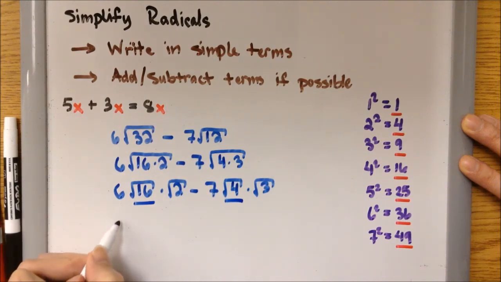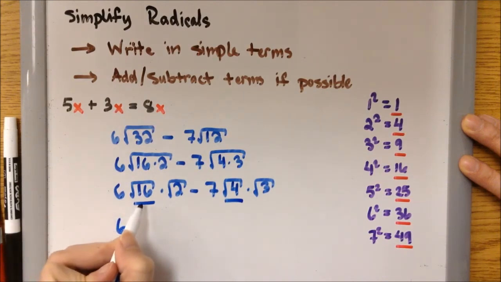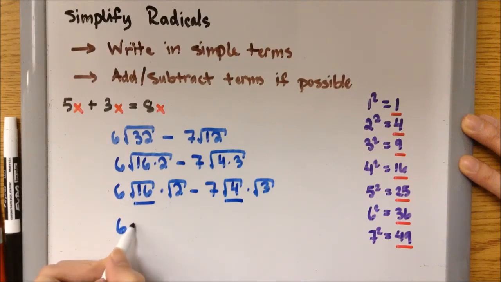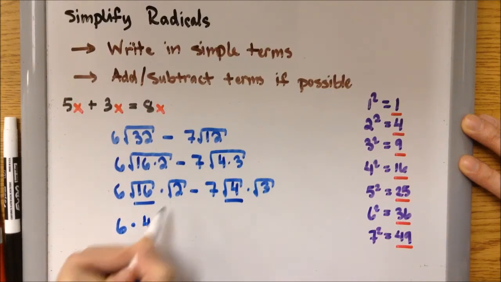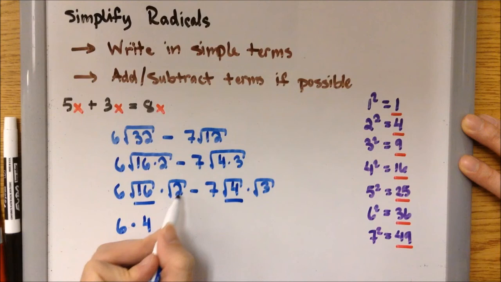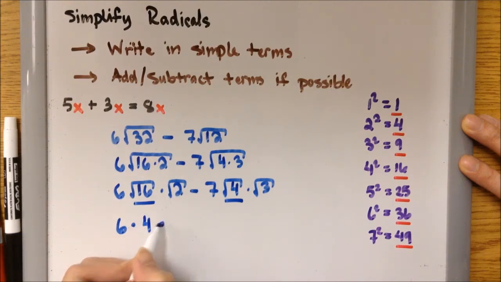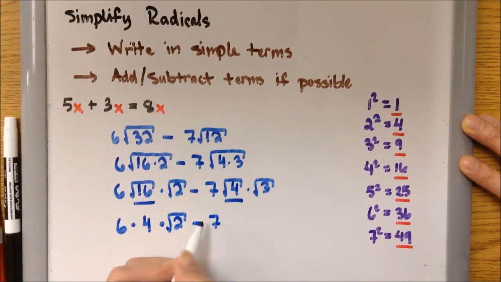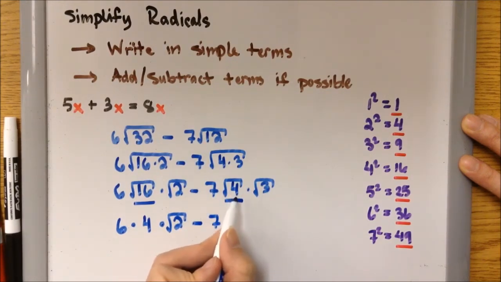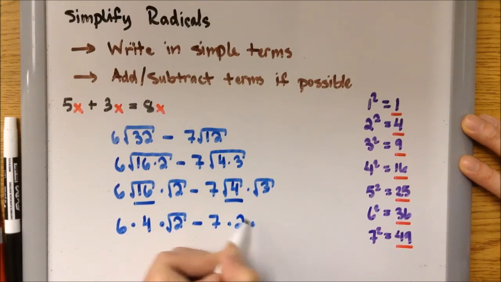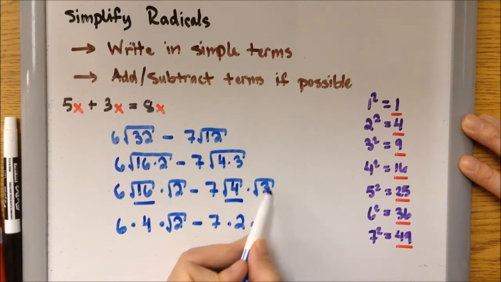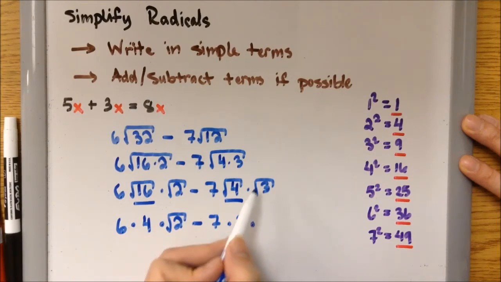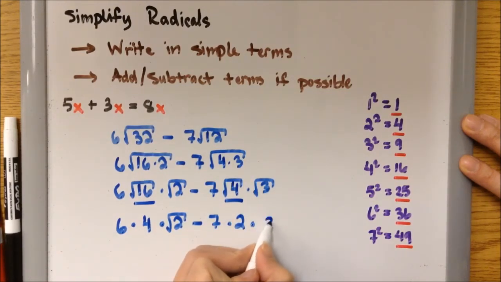So bringing down the 6 again, applying the square root on 16, which is 4. Can't simplify the square root of 2, can't break it down any further, so I'm bringing it down. Bringing down the minus, bringing down the 7 again. Here I'm applying the square root on 4, which is 2. And then here, can't simplify or break it down any further, so I'm just going to bring down the square root of 3.